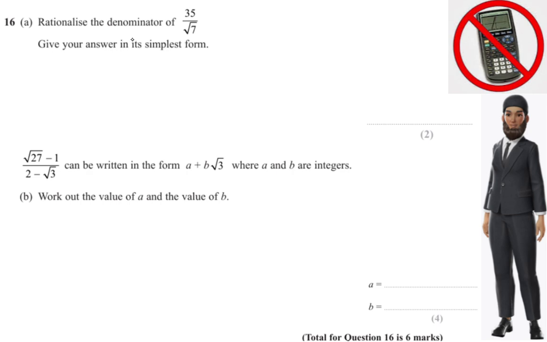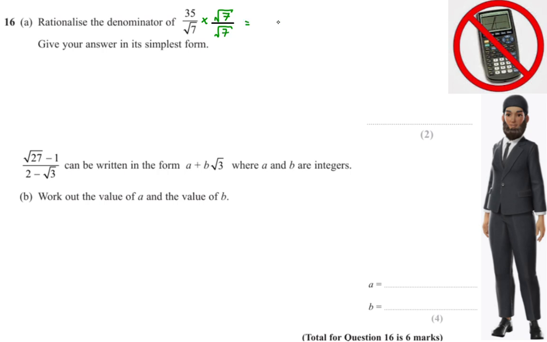We've been asked to rationalise the denominator of 35 over root 7. So first and foremost, if you're going to rationalise, you need to multiply this by root 7 over root 7. Look at the denominator: we need to multiply by a number which will allow us to remove the surd. So root 7 multiplied by root 7 will allow us to remove that.